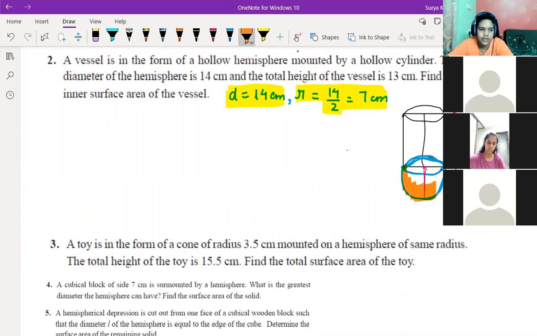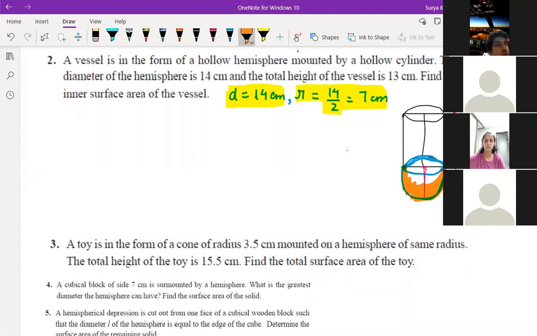So this, sir, is the curved surface area. Yes, exactly. Inner curved surface area is inner only, inside. So this part you should consider, then again the next part. Now first you tell me the orange part. The orange part is nothing but what? That one is CSA of hemisphere.